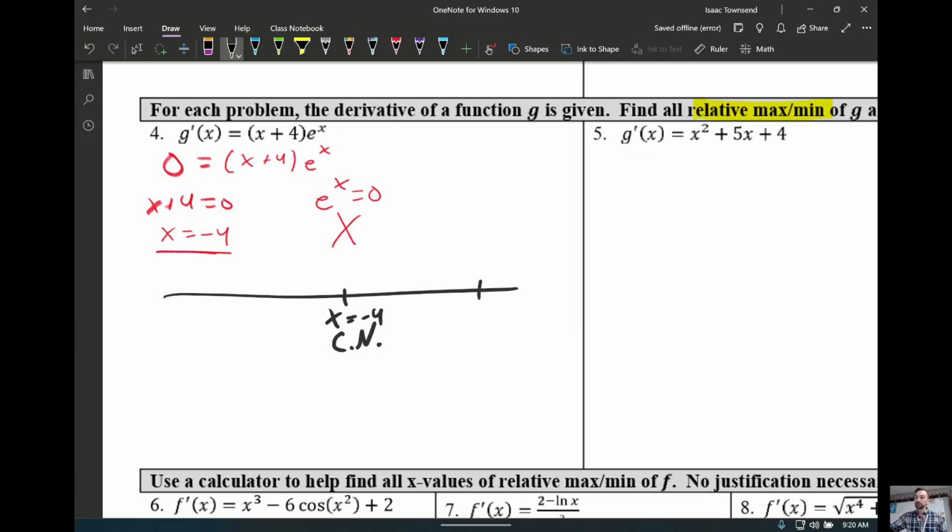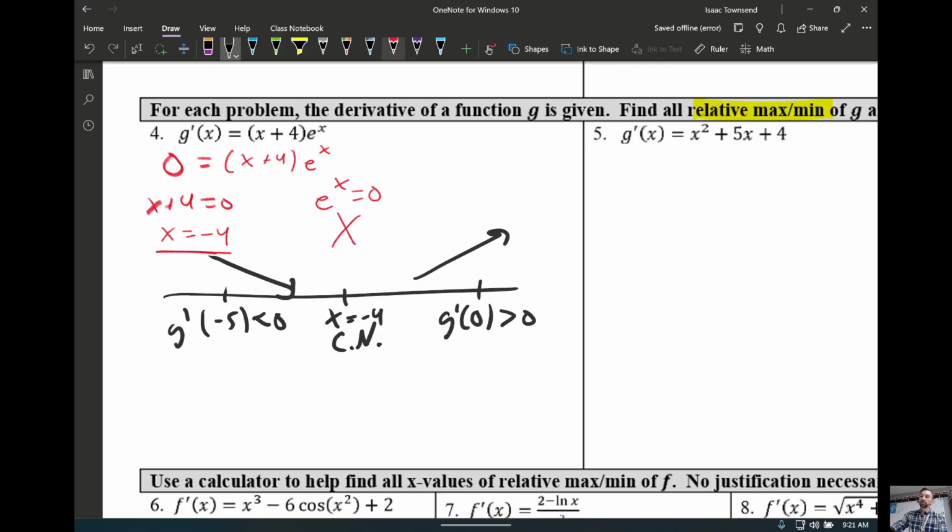I need to test something to the right of that, like 0, and something to the left of that, like -5. Make sure you plug into the derivative, though, if you have more than one thing. So this would be 0 plus 4 times e to the 0. 4 times 1 is positive, so it's increasing. -5 plus 4 is negative. E to the -5th is like 1 over e to the +5th. A negative times a positive is negative. And when the first derivative is negative, the slope is negative. And when the slope is negative, your graph is decreasing.